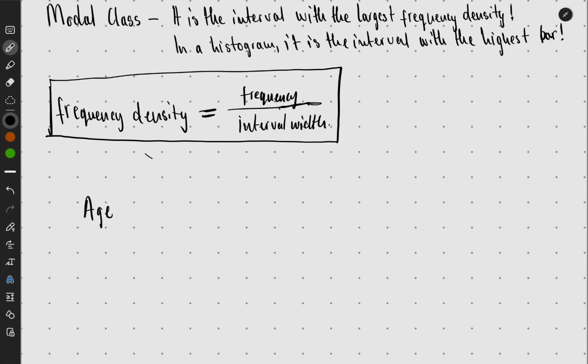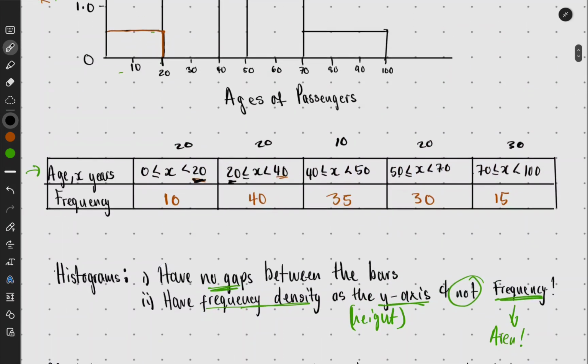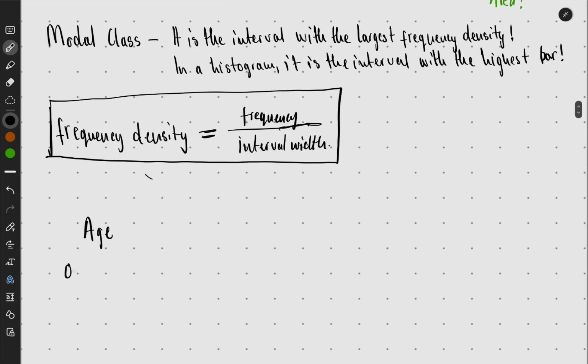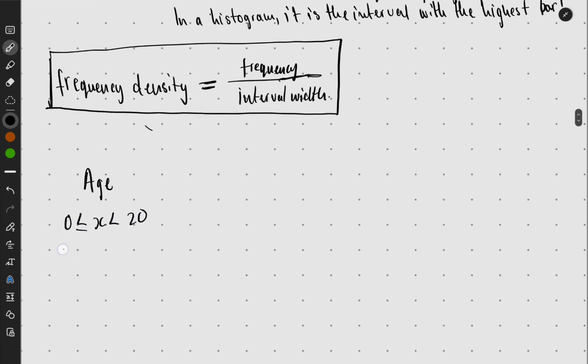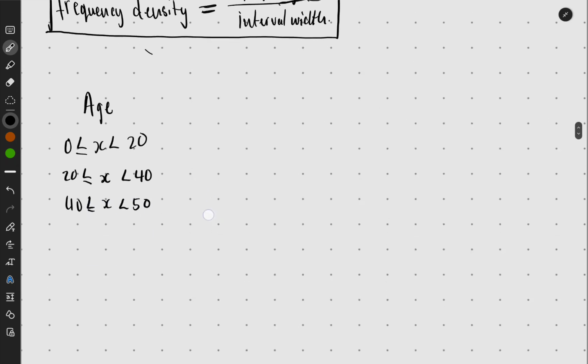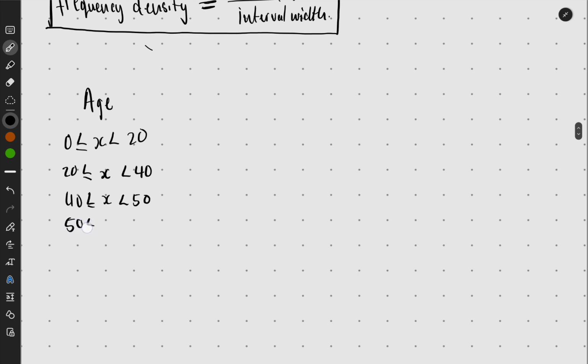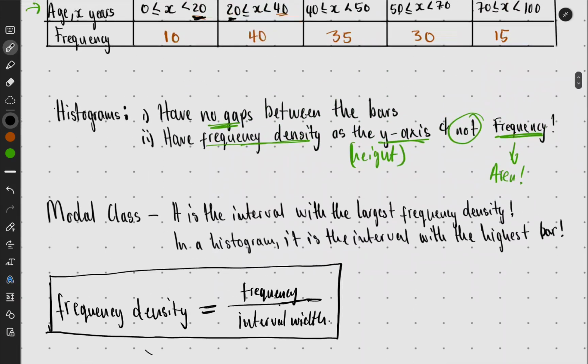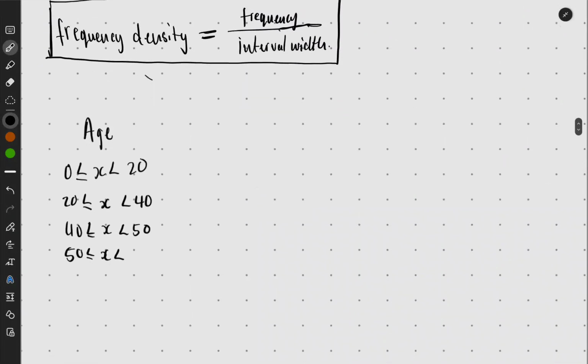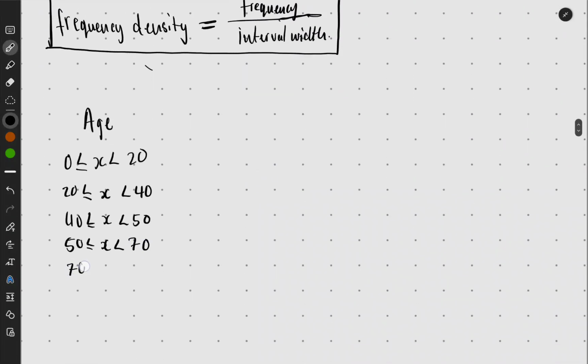And remember that age, I have it as a range. It was 0 to 20, 20 to 40. So it's 0 less than or equal to x, which is less than 20. Then we have 20 less than or equal to x, which is less than 40. Then we had 40 less than or equal to x, which was less than 50, right? And then we had 50 less than or equal to x, which was less than 70. Yes, 50 to 70, then 70 to 100. Then 70 less than or equal to x, which is less than 100. So here is our age, and we have it like this.